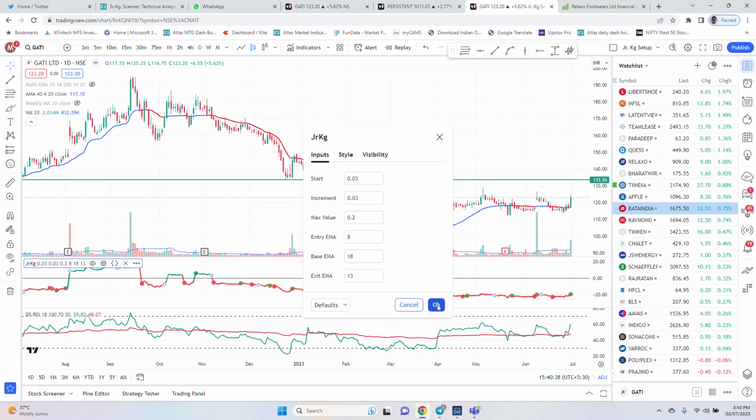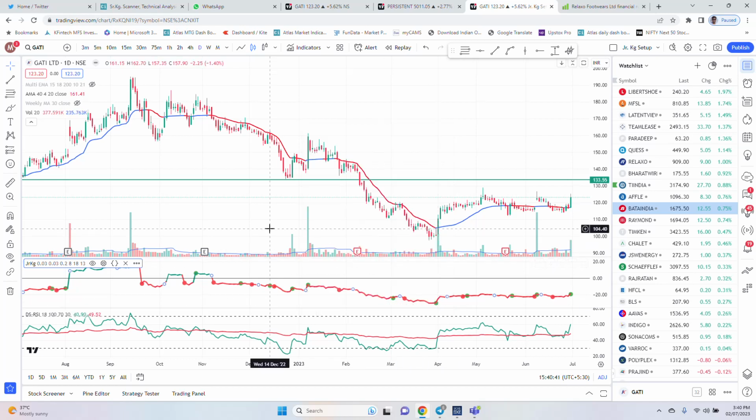So this is just a very simple indicator. You don't need to use multiple indicators. If you select this one indicator, it incorporates all those multiple indicators, and it will give you a buy or a sell.